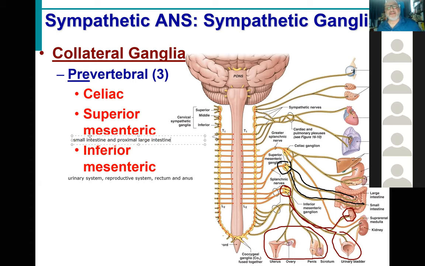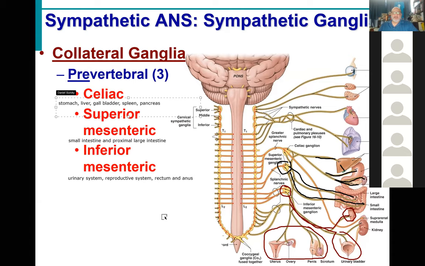And as you can see, the celiac ganglion, kind of like the vagus nerve, goes to most everything else below the diaphragm. So this is the stomach, this is the liver, this is the gallbladder, this is the spleen, this is the pancreas. So notice all of those organs, right? Liver, stomach, gallbladder, spleen, pancreas, all of those are innervated by the celiac ganglion. So these three unpaired prevertebral ganglia or collateral ganglia innervate the organs of the abdominal pelvic cavity.